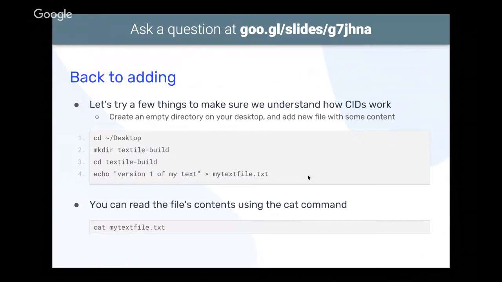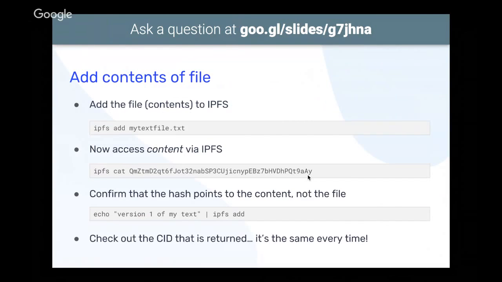So you can first create some content, version 1 of my text file, and you can make sure that you can get that content back. You can add it to IPFS. You can access it via IPFS. And then, instead of sending the file through IPFS, my text file, you can actually just add the content directly to IPFS in that next line, version 1 of my text.